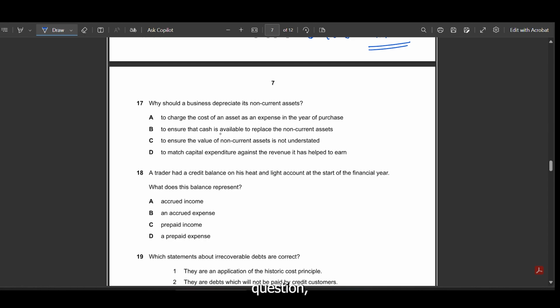Moving ahead with the next question. Why should a business depreciate its non-current asset? Over here, if you see, A: to charge the cost of an asset as an expense in the year of purchase. B: to ensure the cash is available to replace the non-current asset. Option number C: to ensure the value of non-current asset is not understated. D: to match capital expenditure against the revenue it has helped to earn. Okay, again a direct question, easy question.